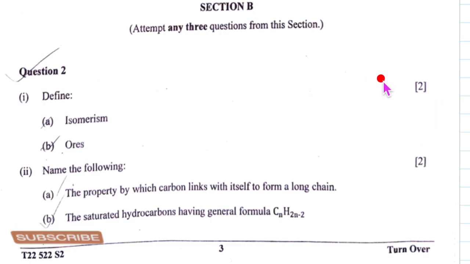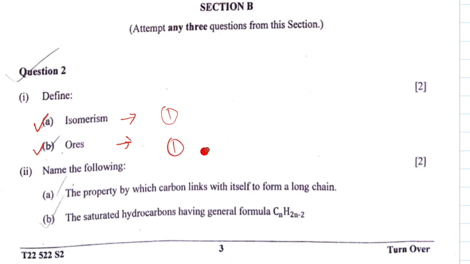Okay, so shall we begin Section B? Your question 2 of Section B is definition. What is the definition of isomerism? What is the definition of ores? These ones are all direct questions. So look up in the textbook and give yourself 1 mark immediately. If it is word to word, then make sure that you get your 1 mark.